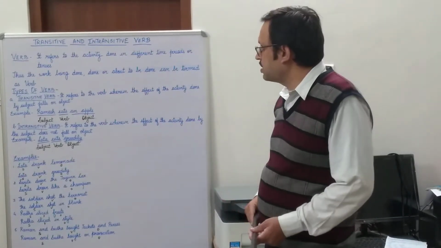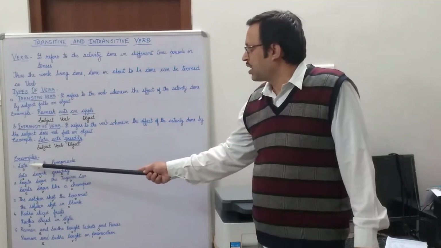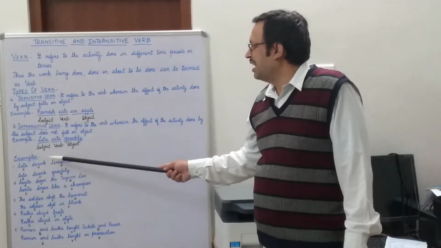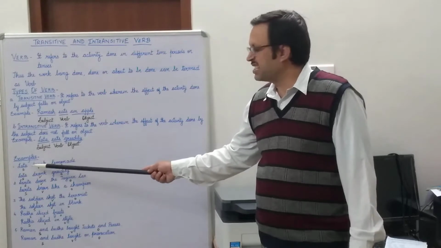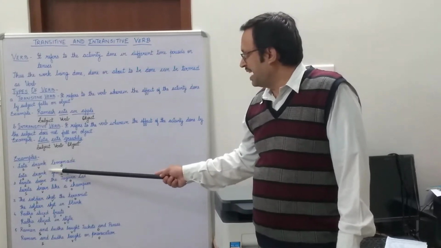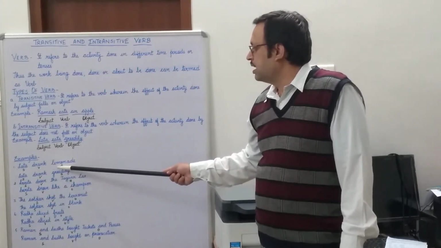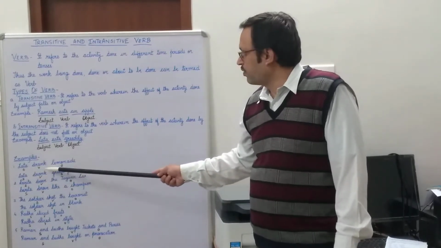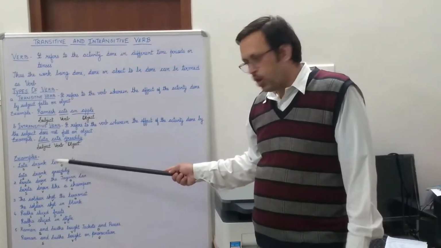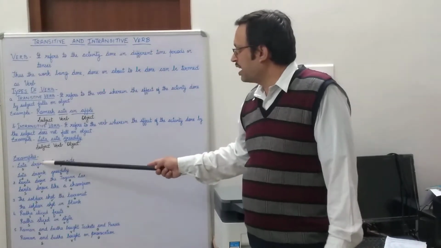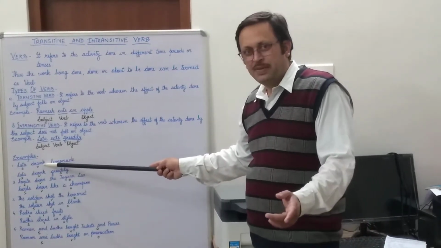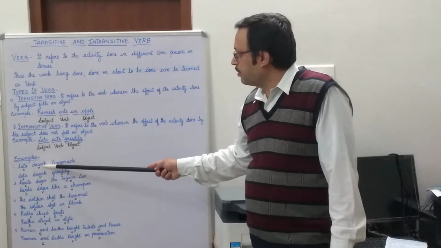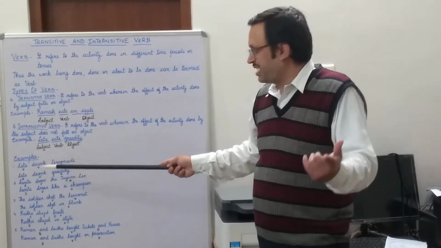Few more examples. The first example here, Lata drank lemonade. So here subject is Lata, verb is drank, and lemonade is object. For subject I have marked as S, for verb V, and object is O. So here what work is being done? Drank. So here some activity had taken place in the past times, right?